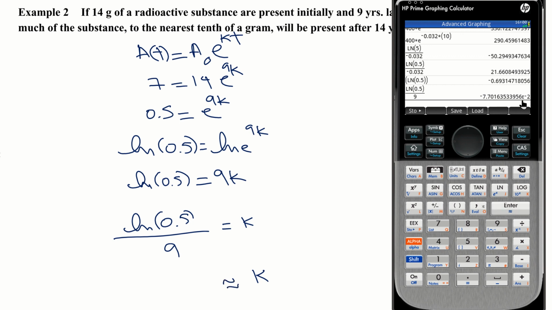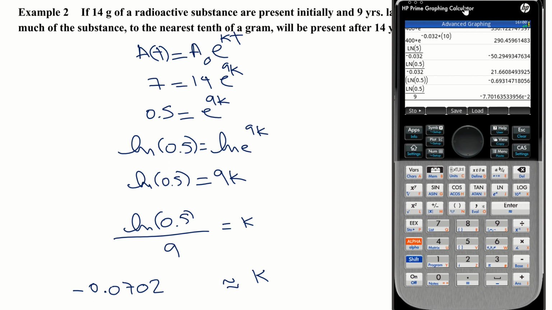Now, you know this means times 10 to the negative 2, so the answer is being given in scientific notation. So move this 2 places to the left, and you end up with negative 0.07. Let's go to at least 4 places for k, so 0.0702, like that, okay?